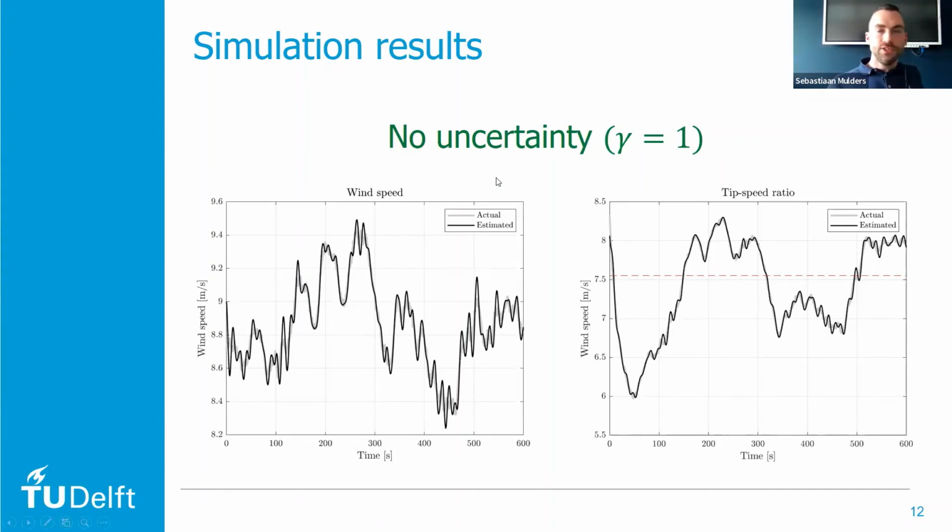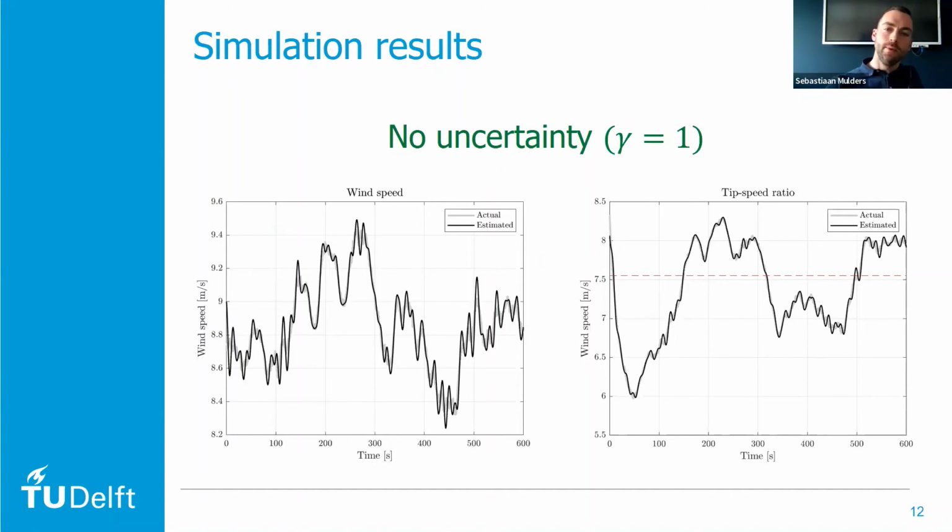Then for no model uncertainty, everything's perfect. The estimated wind speed matches the actual wind speed, and the tip speed ratio from the actual wind turbine also matches the estimated tip speed ratio. And you can also see, by the way, the lambda star, so the tip speed ratio set point, here in dashed red color. And on average, you see that it nicely fluctuates around this set point.